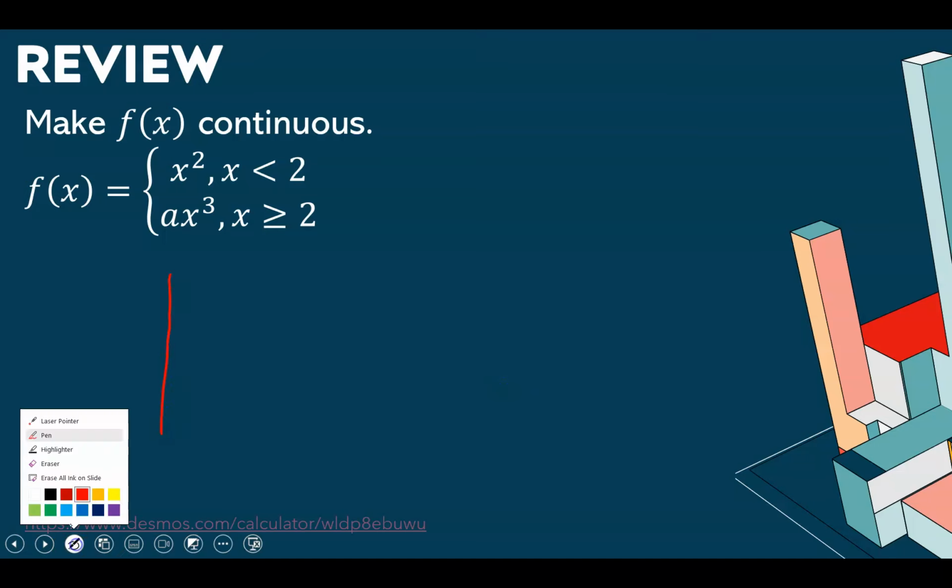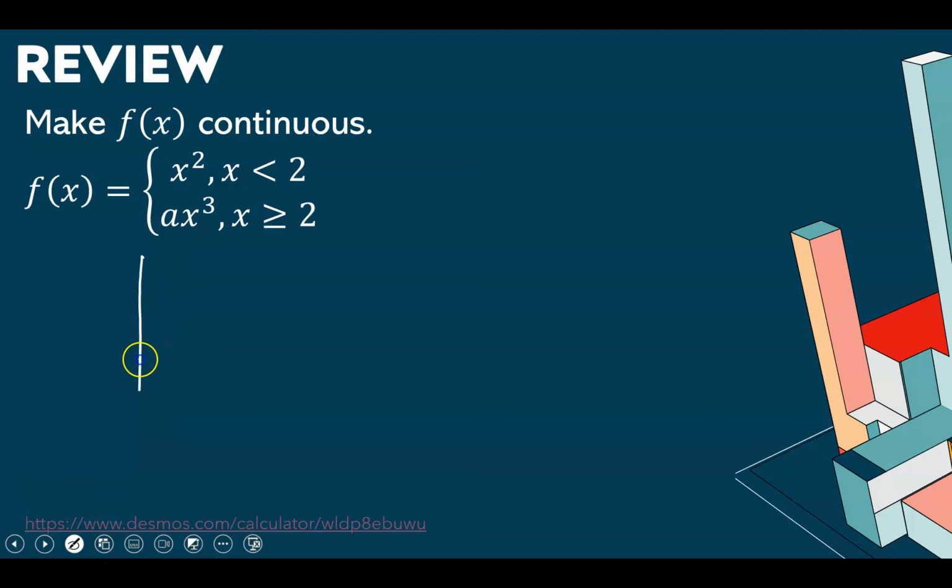I don't know why this always reverts to red. Okay. Anyways, so for x less than 2, we have some parabola. And for x greater than 2, we have some version of x cubed. And our job is to find that constant multiplier, that coefficient, to make everything match.